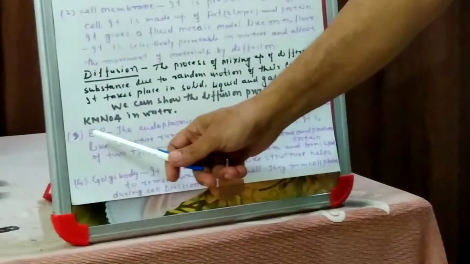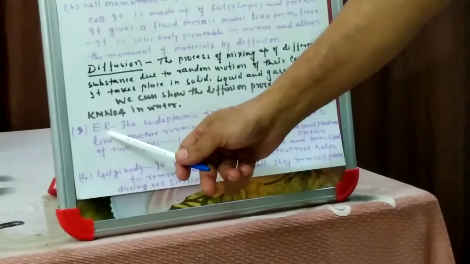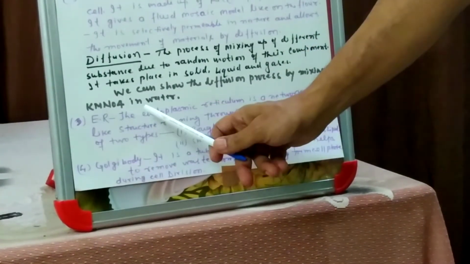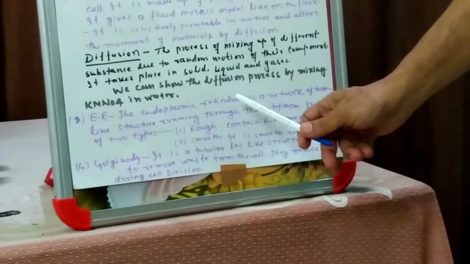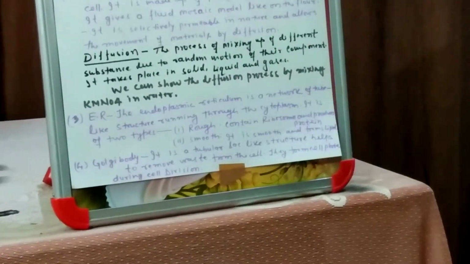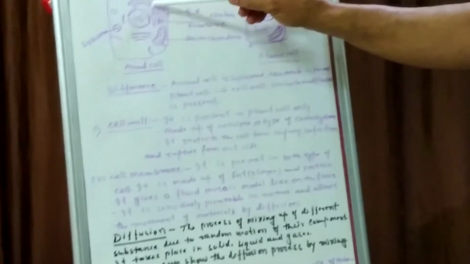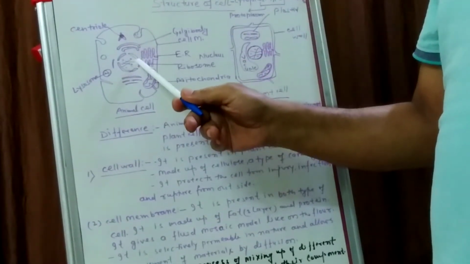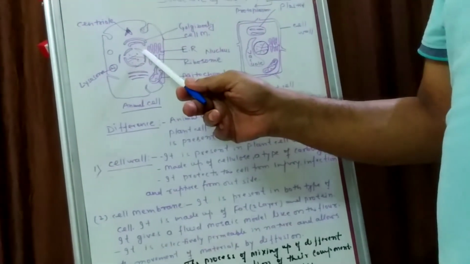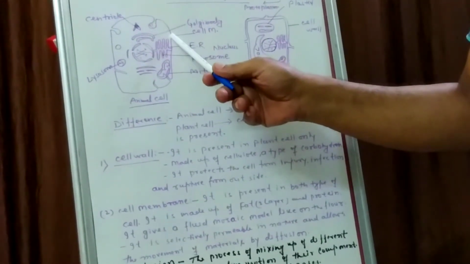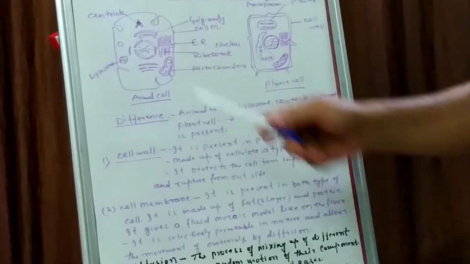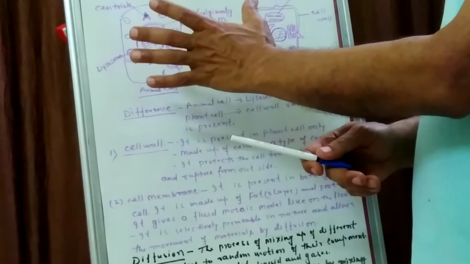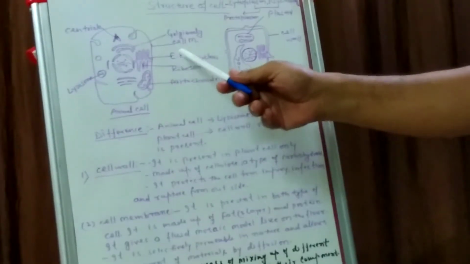Now the third one, a component of the cell or organelle of the cell, that is ER, the endoplasmic reticulum. This is an envelope-like structure. Here you find that this is the endoplasmic reticulum, a network-like structure, and it is attached on one side to the nuclear envelope or nuclear membrane, and on the other side to the cell membrane. It means it increases the surface area of the cell. It increases or decreases according to the need of the cell.